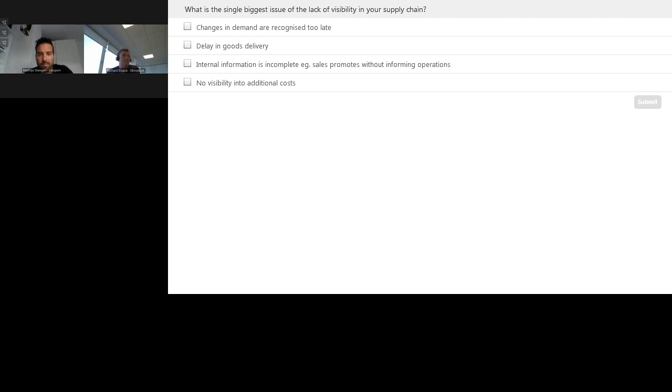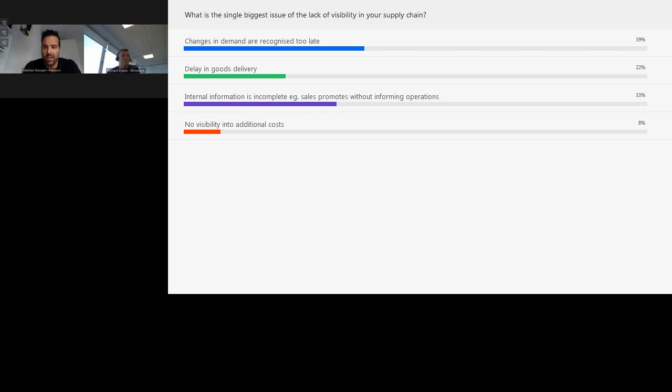Let's have a look at what our audience is actually saying. What's interesting is that we're seeing a neck and neck between changes in demand are recognized too late, and internal information is incomplete. Then followed by the delay in the goods delivery, and then no visibility in the additional cost. I think they're very related to each other, right? So the changes in the demand that are recognized too late can be a direct consequence of, let's say, the incompleteness of internal information.